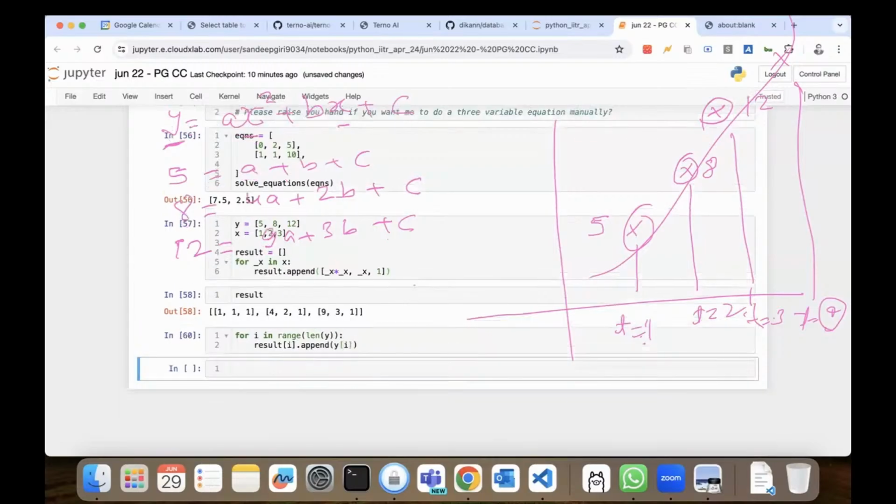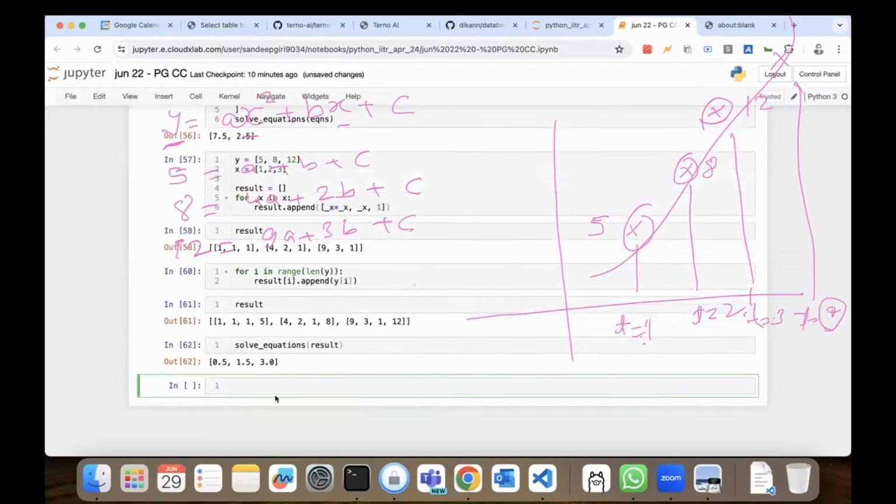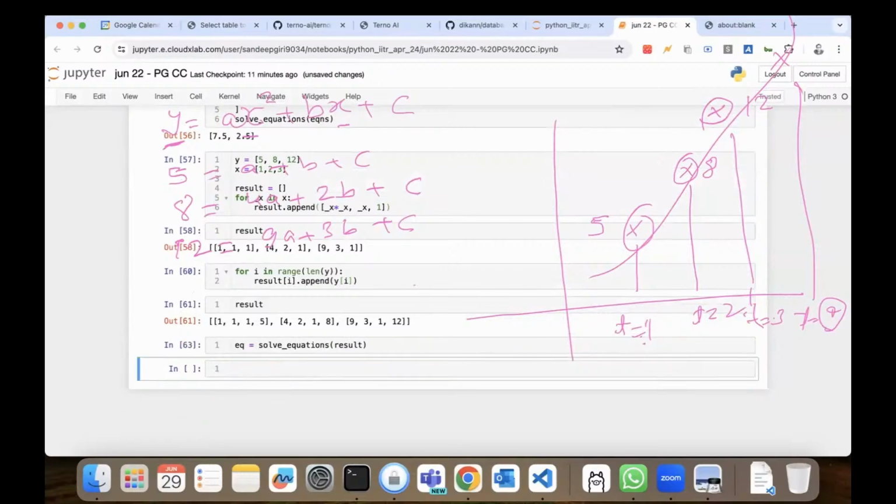All right, so this is my equation. These are the 3 equations I've represented: 1, 1, 1, 5, 4, 2, 1, 8, 9, 3, 1, 12. And I can ask my solve equations method, and it has solved it. So my equation turns out to be this, and I can just say equation equals this.